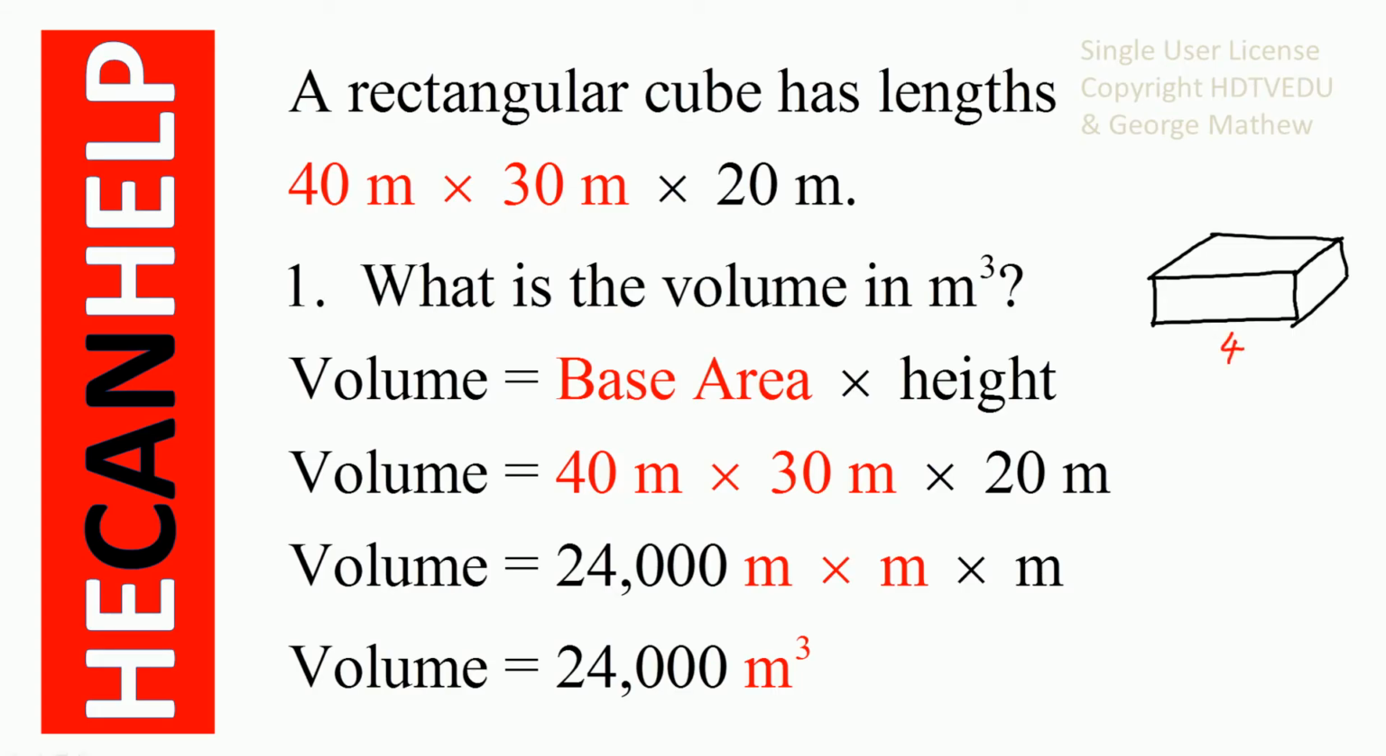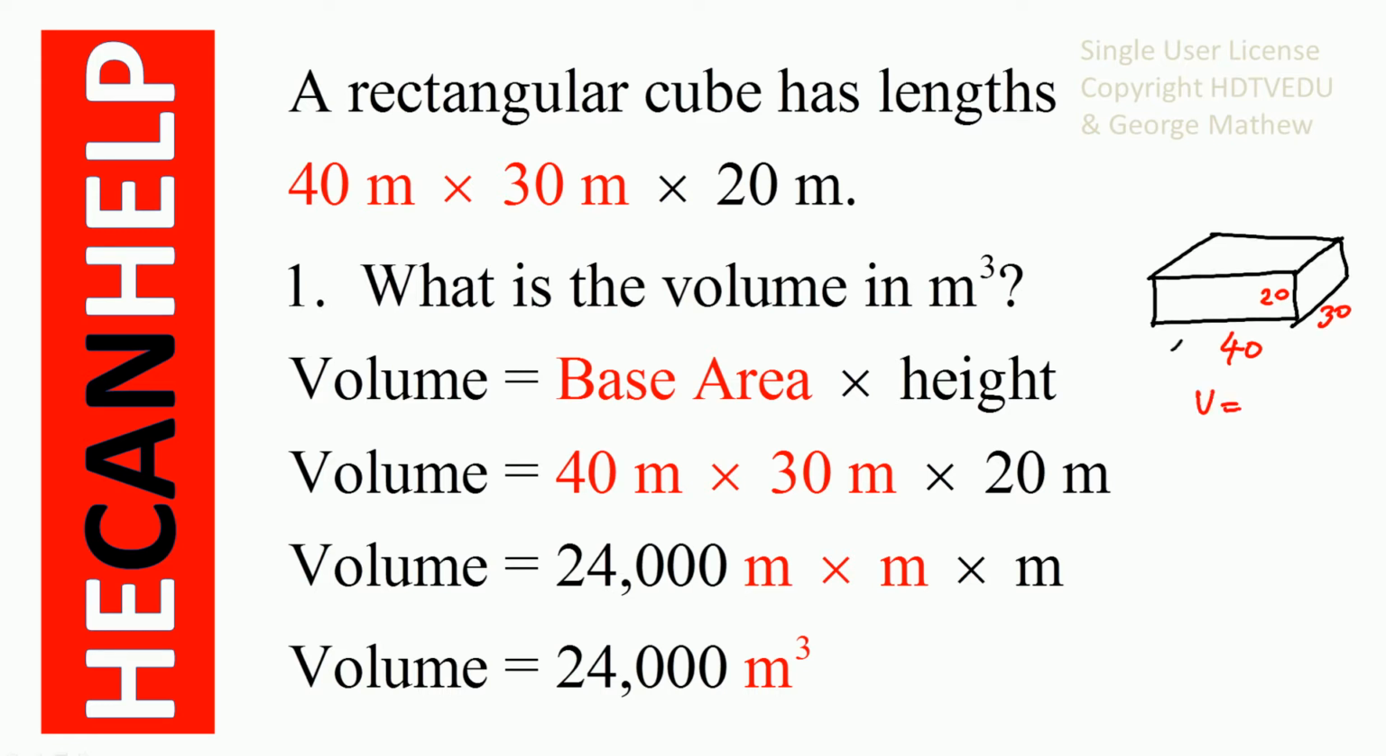Lengths 40 by 30 by 20. A rectangular cube has lengths 40 meter by 30 meter by 20 meters. What is the volume in meter cube?